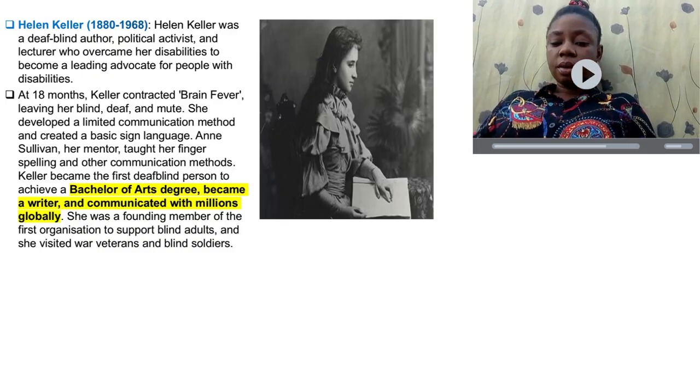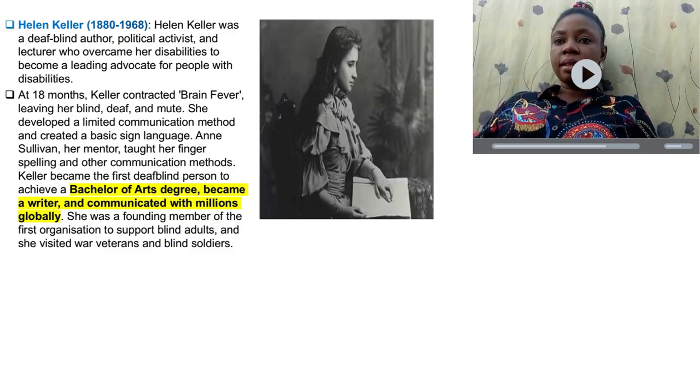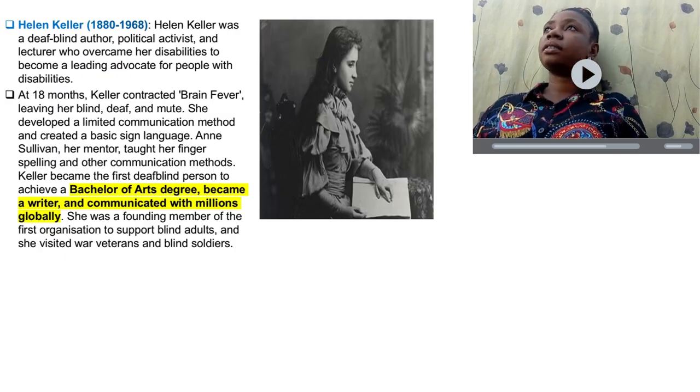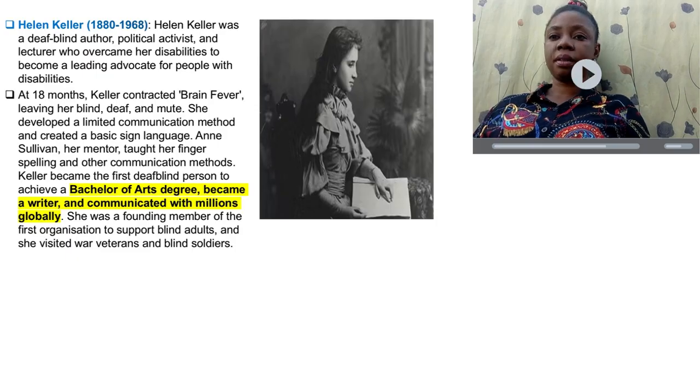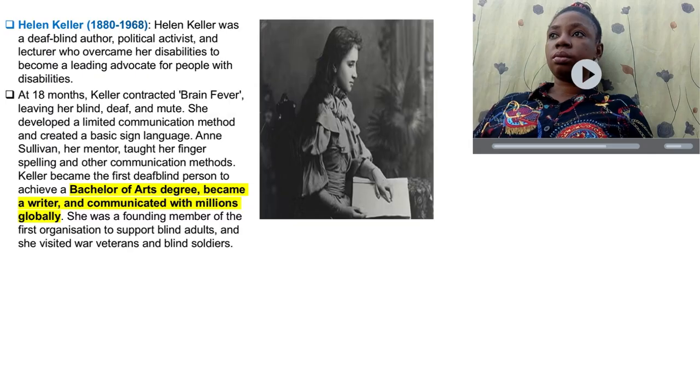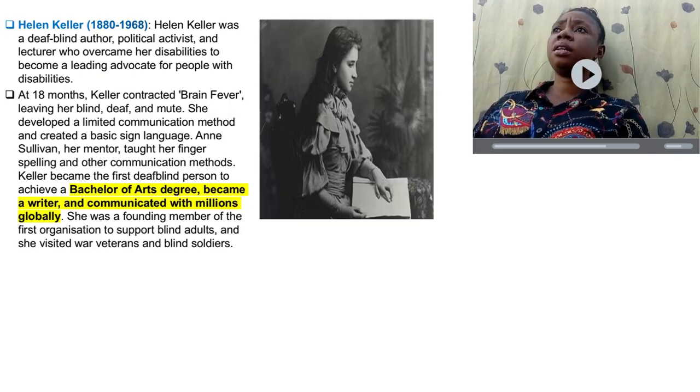So the next person we are going to talk about is Helen Keller. Of course, she's very popular. Helen Keller was deaf-blind. At 18 months, she had brain fever, and as a result of that, she became deaf and she couldn't see anymore. So she was deaf-blind, but that didn't discourage her.